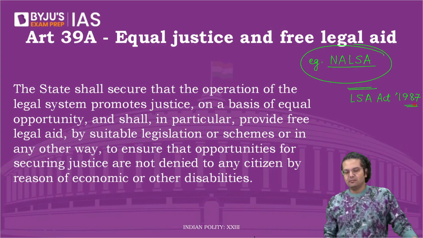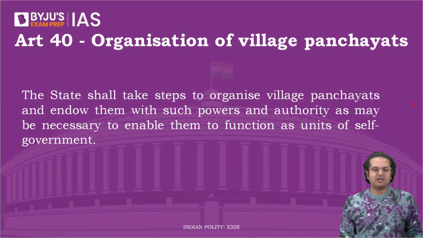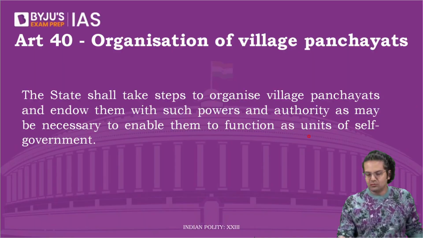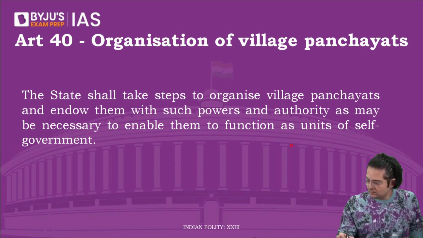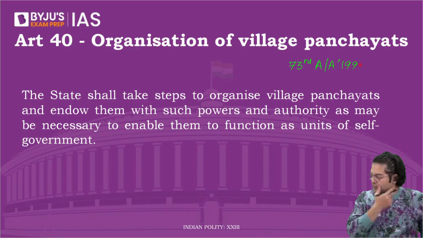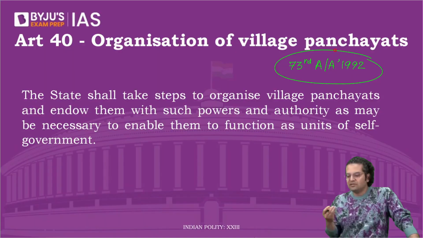Then Article 40, Organization of Village Panchayat. We have achieved this also. Have we not achieved this? Tell me, what have we done to make these things constitutional? Absolutely correct. We have the 73rd Amendment Act of 1992, which was passed to ensure devolution of the 3 Fs. Okay?